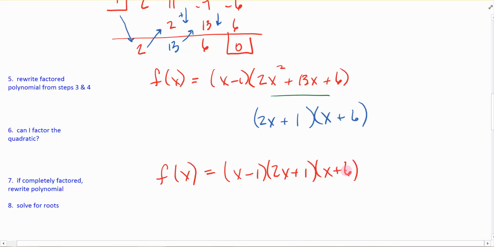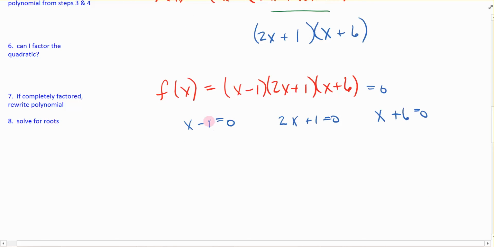These are now the factors of the polynomial that we started with, and I could therefore solve this factored polynomial to find its roots. Remember that when we solve it, we basically set it equal to 0 and then take each of these factors: x minus 1 equals 0, 2x plus 1 equals 0, x plus 6 equals 0. So this right here becomes x is equal to 1. This one over here becomes x is equal to negative 1/2. And this one over here, when I subtract 6 to the other side, becomes x is equal to negative 6.